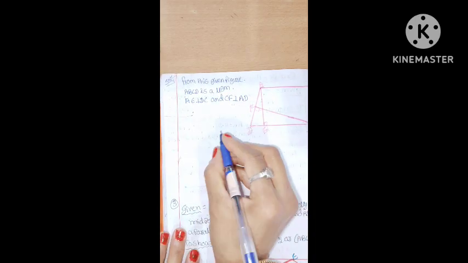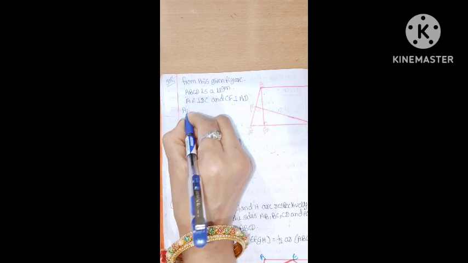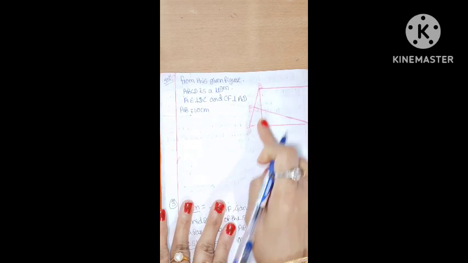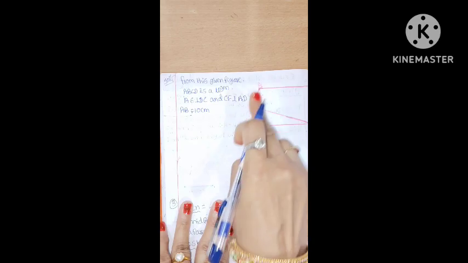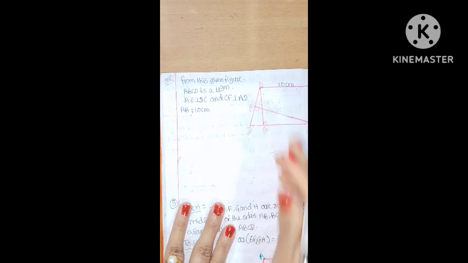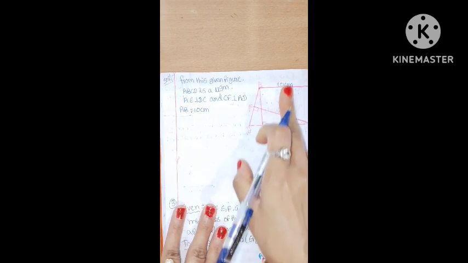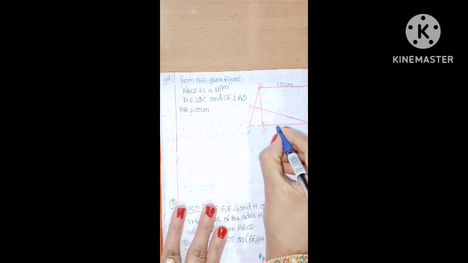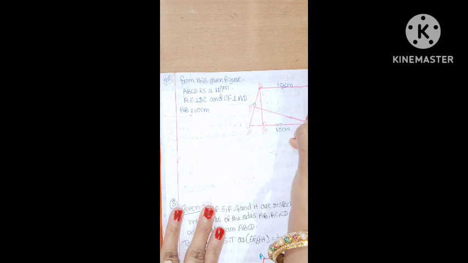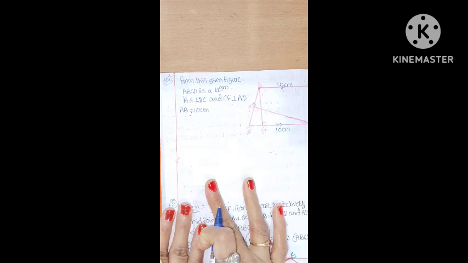CF is perpendicular to AD is given. And next, the length is given. What length is given? AB is equal to 10 centimeters is given. Where is AB? This is the parallelogram ABCD. AB equals 10 centimeters is given. And next, what about DC? DC is also the same. Why is it the same? This is a parallelogram, so opposite sides are equal, we know that property. So AB equals 10 centimeters and DC is also 10 centimeters.